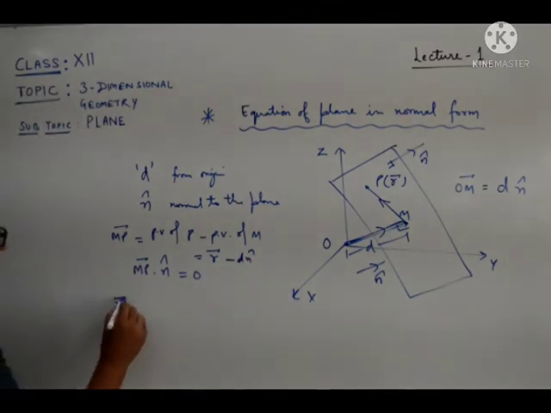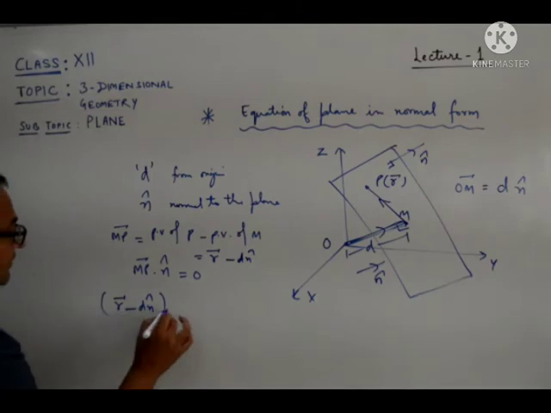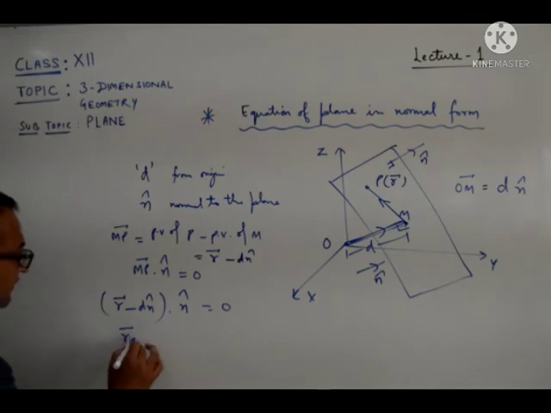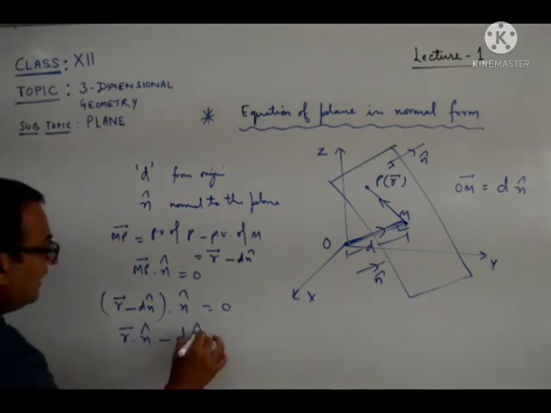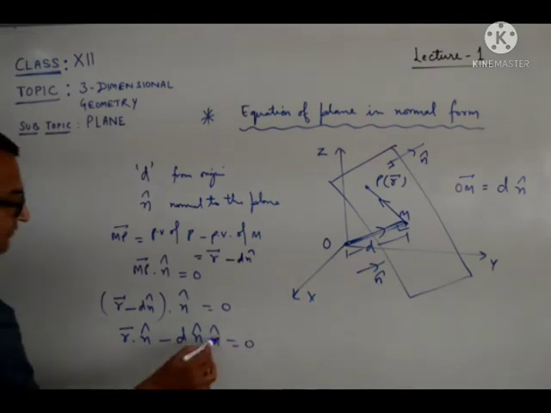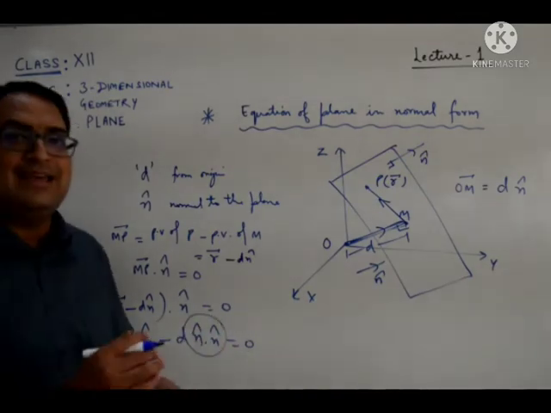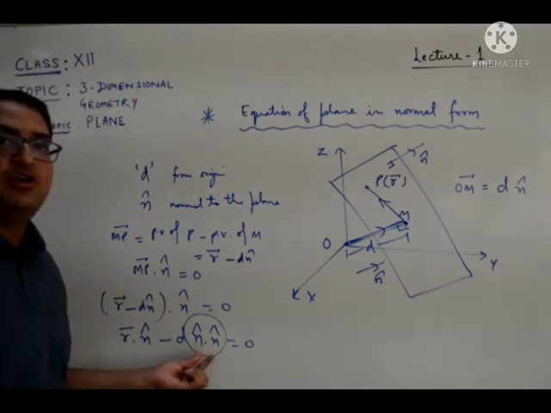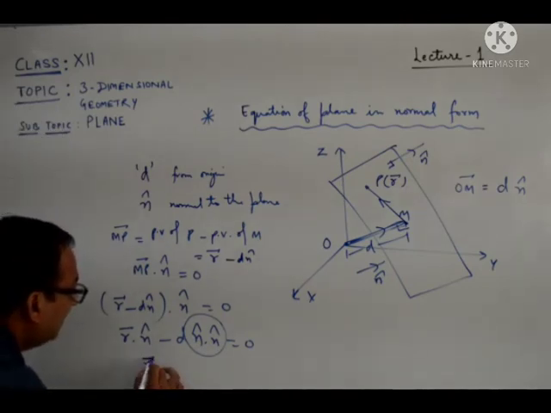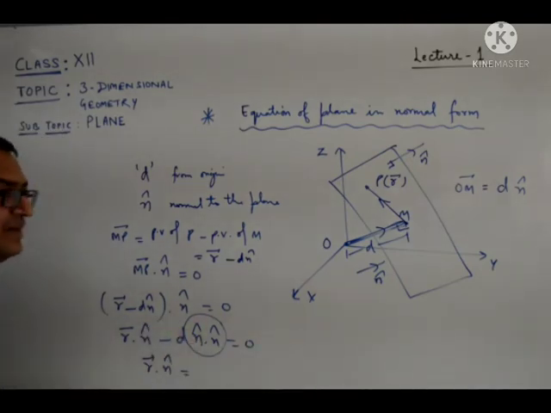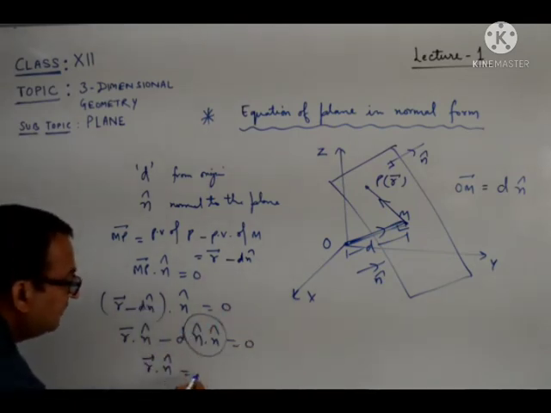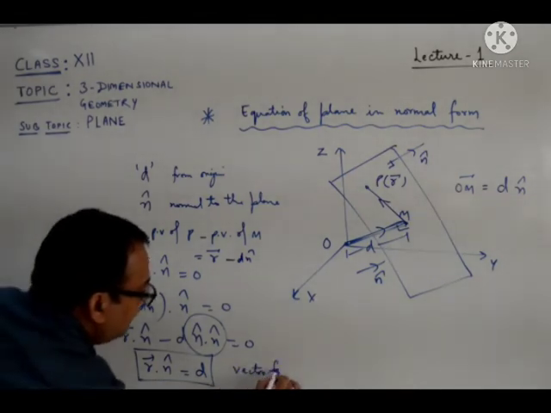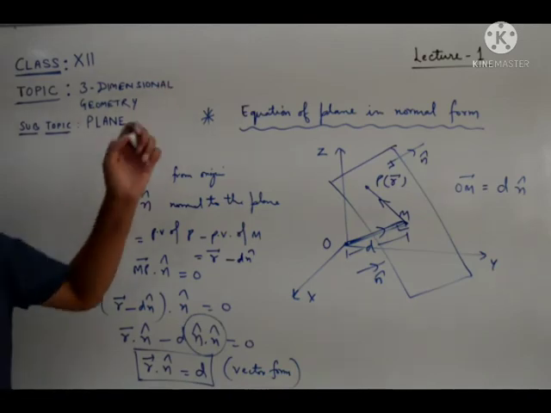So now we will make the dot product of these two vectors equal to 0. From here we have r vector dot n cap minus d n cap dot n cap is equal to 0. You know i cap dot i cap is 1, j cap dot j cap is 1. Similarly, n cap dot n cap will be equal to 1. So we have r vector dot n cap minus d, take it to that side, is equal to d. So this is the vector form of the equation of a plane in normal form.